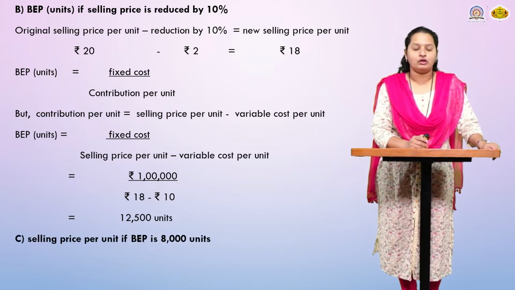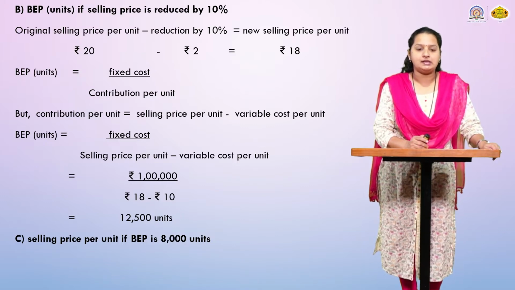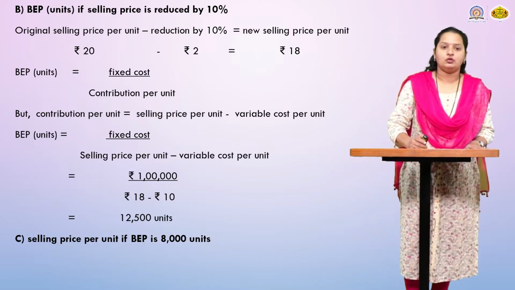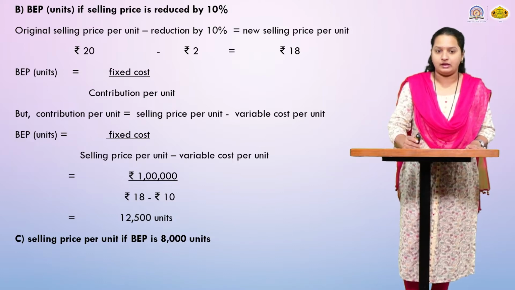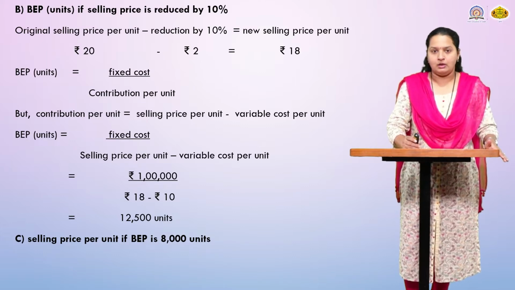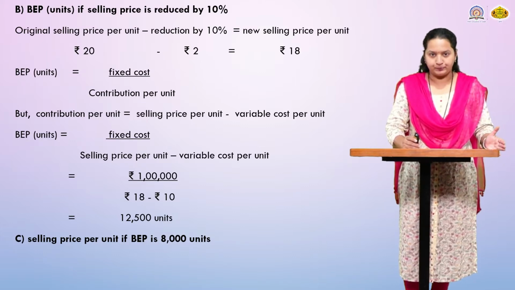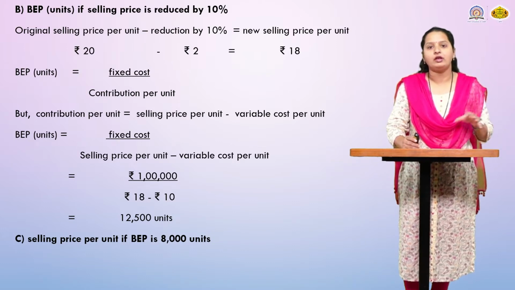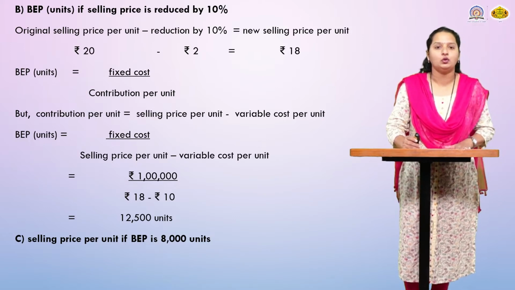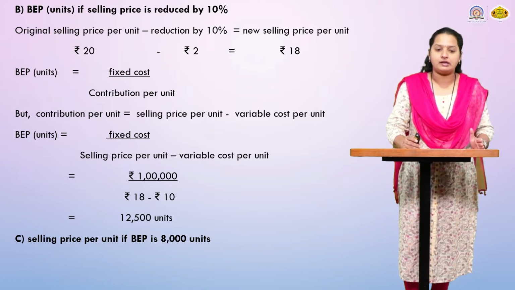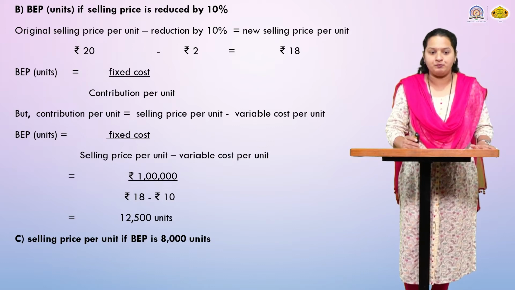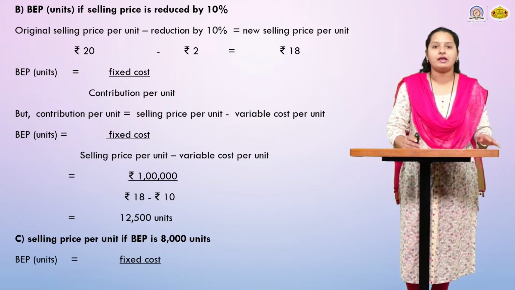Then let's move forward to the next calculation, that is selling price per unit if BEP is 8000 units. Before that you must have understood the previous one: if selling price is reduced by 10%, we calculated the new contribution by calculating the revised selling price per unit, and with the help of that we used this new selling price in the formula and calculated the new BEP units. Now in this third question, we have been given the BEP units as 8,000, but we are required to calculate the selling price per unit.